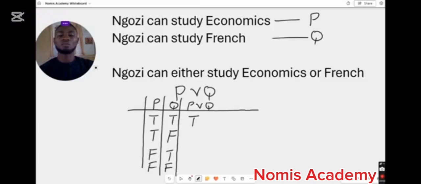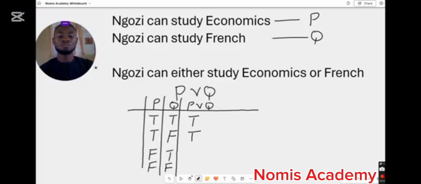Now, what about when Ngozi can study economics, that's true, but Ngozi cannot study French? How do we connect it together? Remember, Ngozi can either study economics or French. It's true because she can study one of the subjects. So the compound statement is true, that she can study one of them, either economics or French. So it is true.